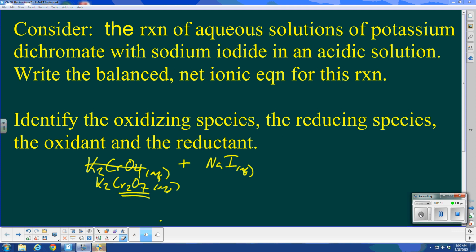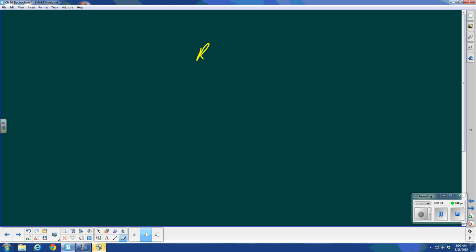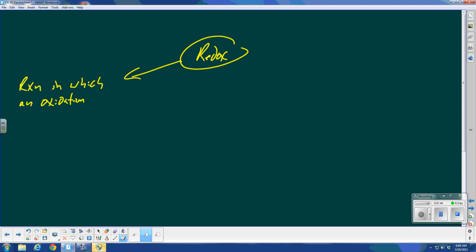So let us talk about balancing redox. Or let me put it this way: let's go through a quick review of redox. Okay, so what is redox? Well, redox is really a reaction in which an oxidation half reaction and a reduction half reaction occur.